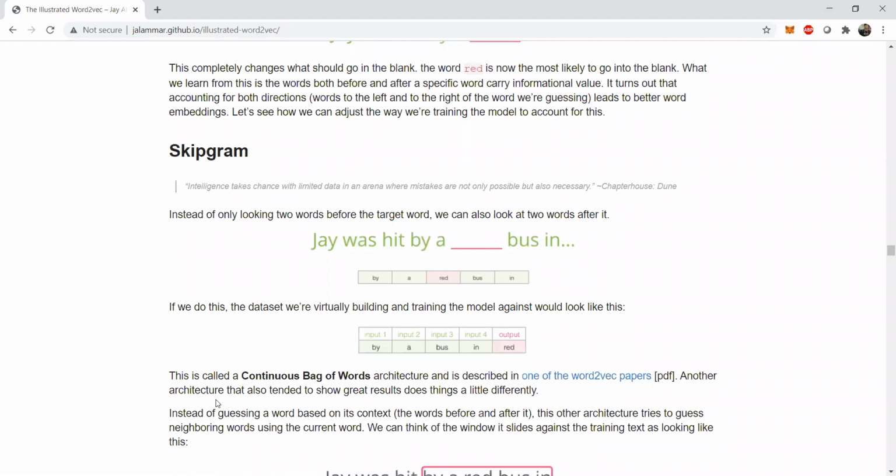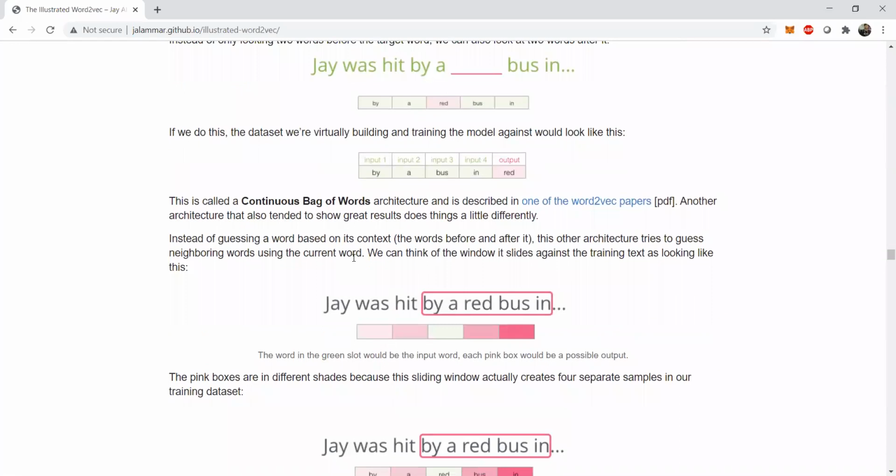Now, the data set we are virtually building with the n-gram model that we saw would look very similar to the example shown here, where we have input 1 as "by", input 2 as "a", input 3 as "bus", input 4 as "in", and the output as "red". Because, as we have mentioned, we are just looking two words before the target word, we can also look for two words after it. This would not only improve the model, it would also help to create better embeddings. This is called the continuous bag of words model, described in one of the first Word2vec papers by Mikolov, and this architecture is shown to provide great results.